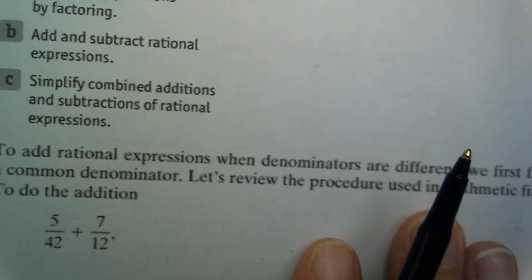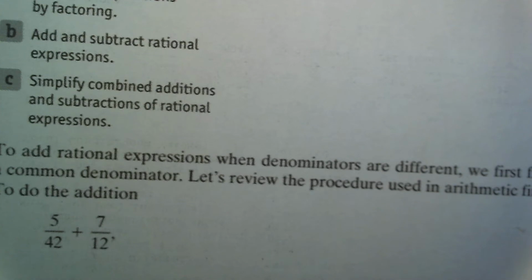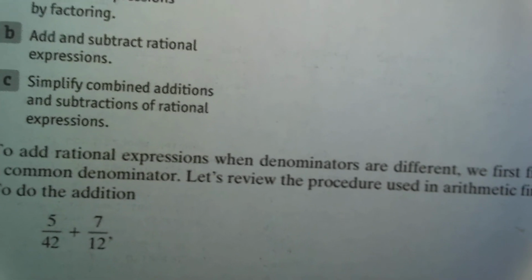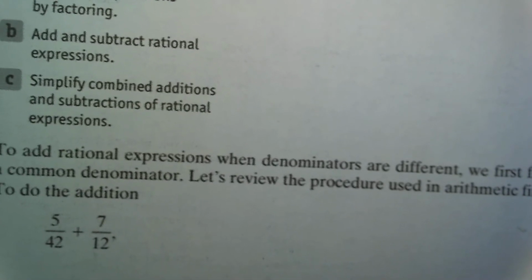5 divided by 42 plus 7 divided by 12. So what we do is we factor the denominators, and so 42 factors into 2 times 3 times 7, and 12 factors into 2 times 2 times 3. So the least common multiple would be, in other words, the number to which you can divide 42 and 12 would be 2 times 2 times 3 times 7, and that is equal to 84.